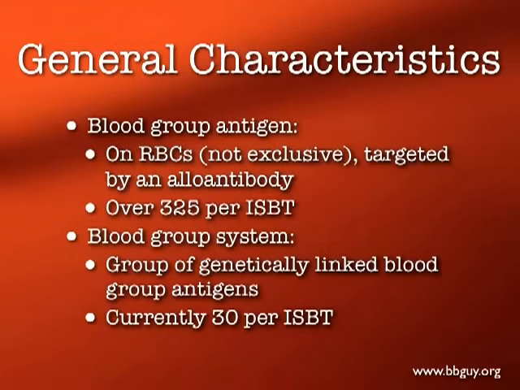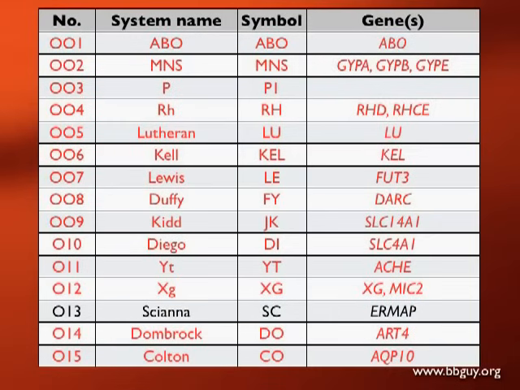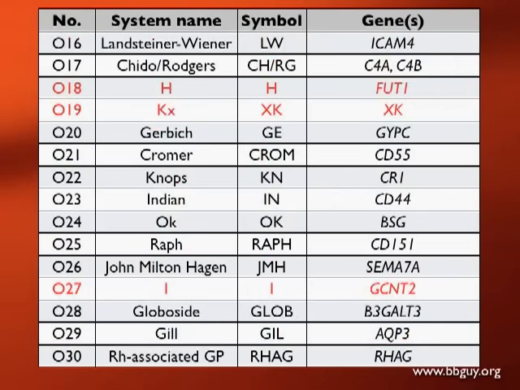There's over 325 of these out there, and many of them are gathered into blood group systems that we'll talk about today, which are genetically linked blood group antigens. There are 30 according to the International Society for Blood Transfusion, or the ISBT, and we'll show those 30 on these two slides. We're not going to talk about all of them, but we're going to talk about most of them on this first slide, and some of them on this second slide. This is just to give you an idea of how many are out there.